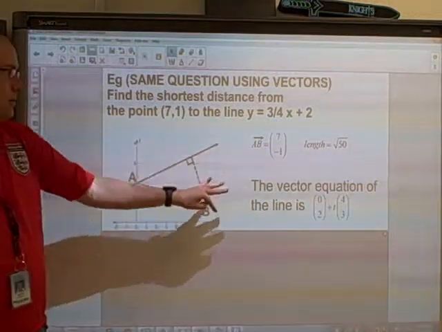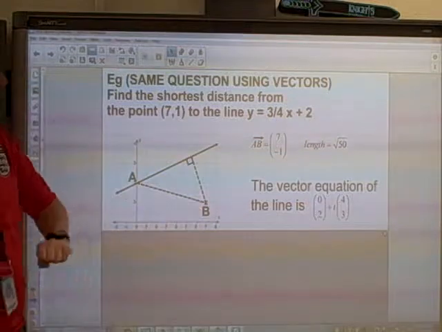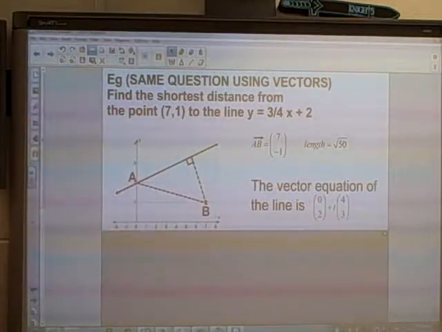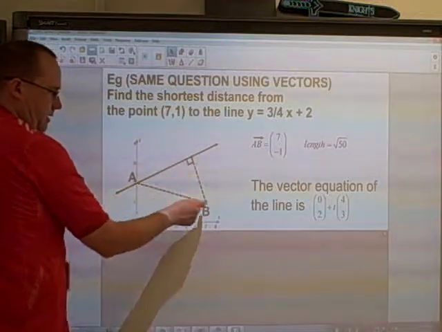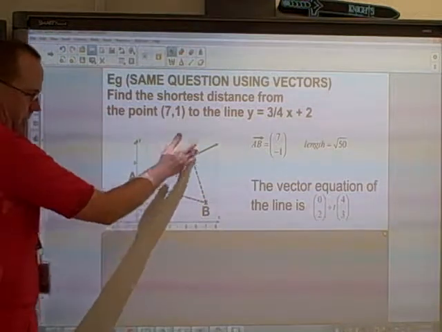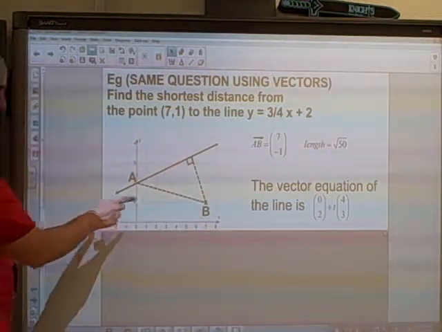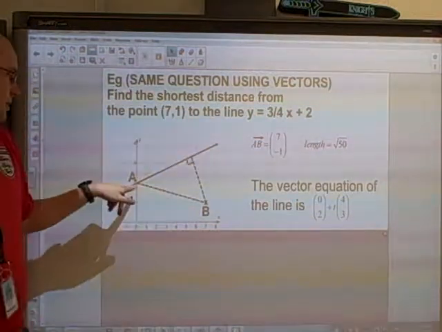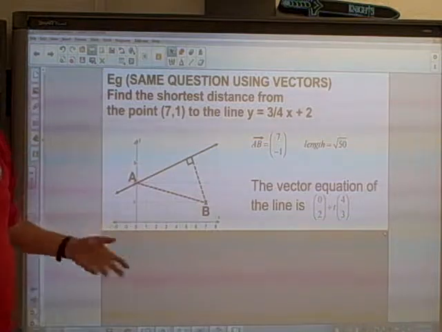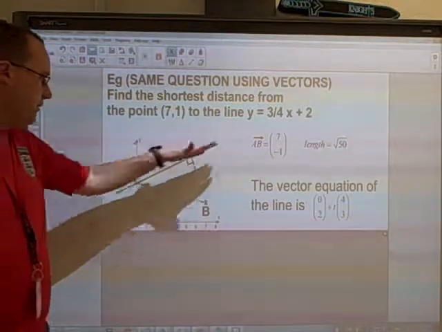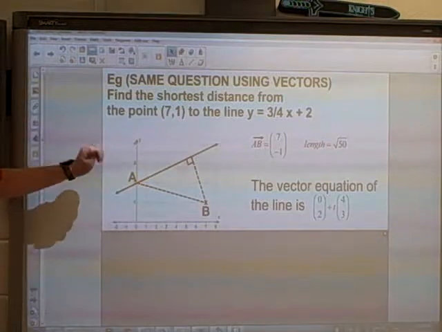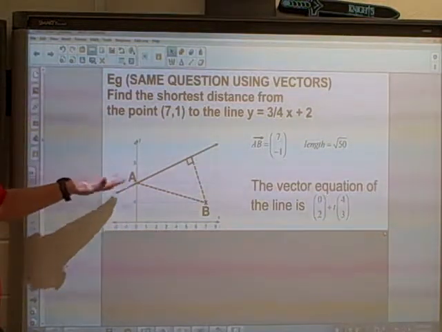So this is pictorially what's happening here. Here's my point (7, 1). Here's my line 3/4 of x plus 2. And I'm trying to find this distance here. Now this picture might not be perfectly accurate, but it should be a reasonable approximation to what we're trying to find. In fact, I can see this is wrong because this actually has a slope of 1/4 instead of 3/4. But it's a visual so you can sort of see what's going on here. So I'm going to pick a point that lies on the line.